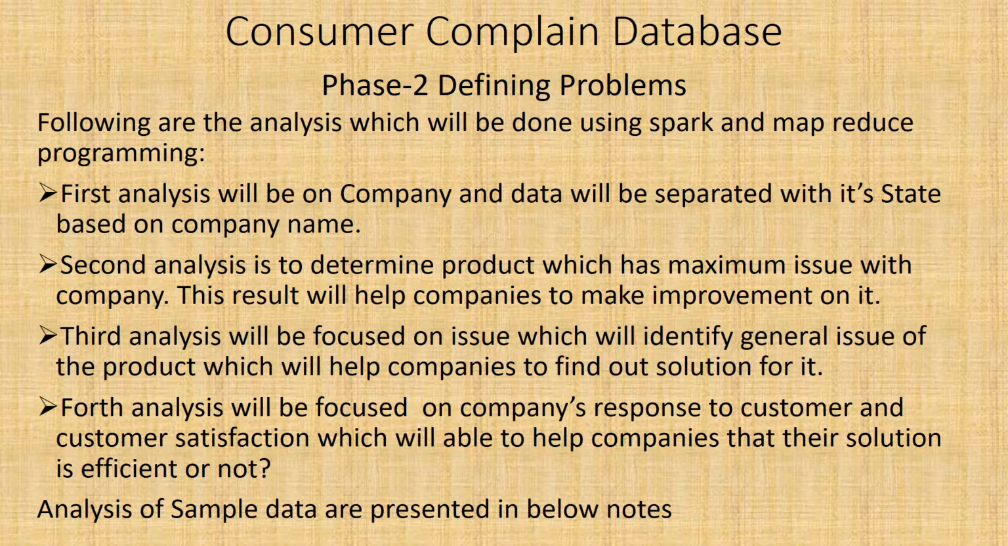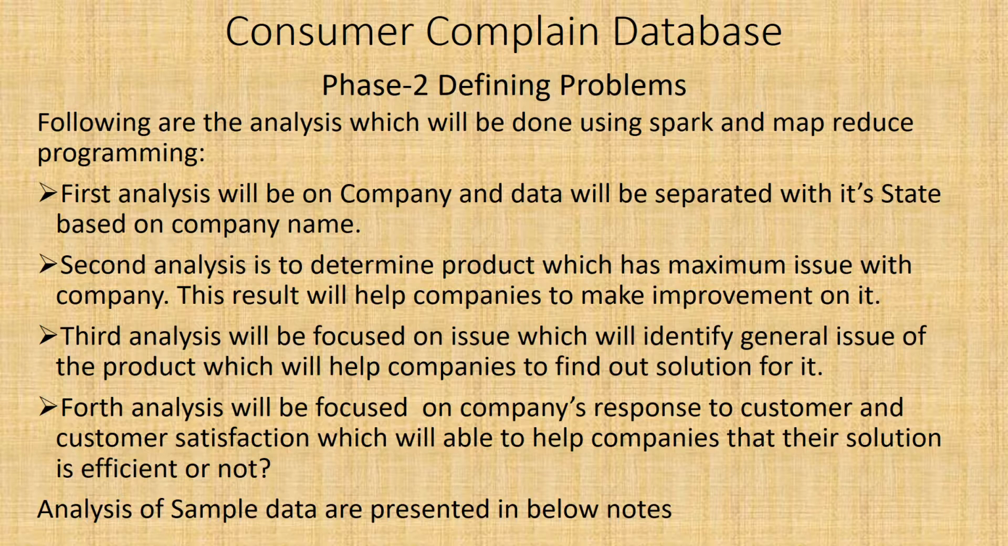Here for my big data, I am using MapReduce and Spark programming. So here in MapReduce, I will first analyze the company data, and it will be separated with its state. Like first analysis will be based on a state and company name. So the second analysis is to determine product which has maximum issue with the company. This result will help companies to make improvement on it.